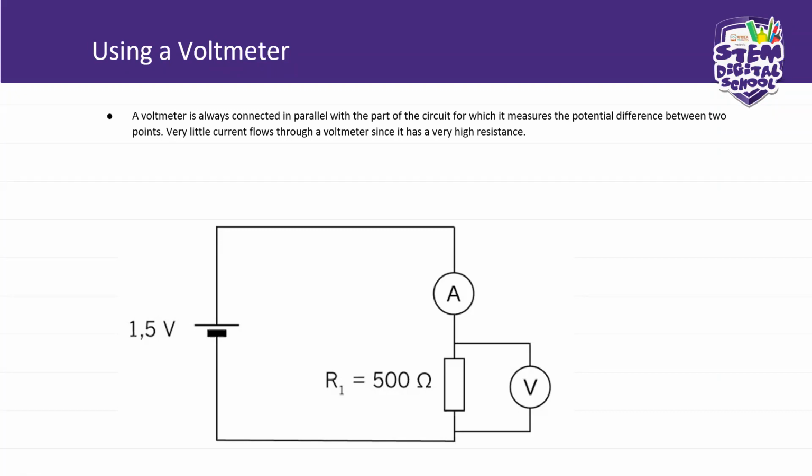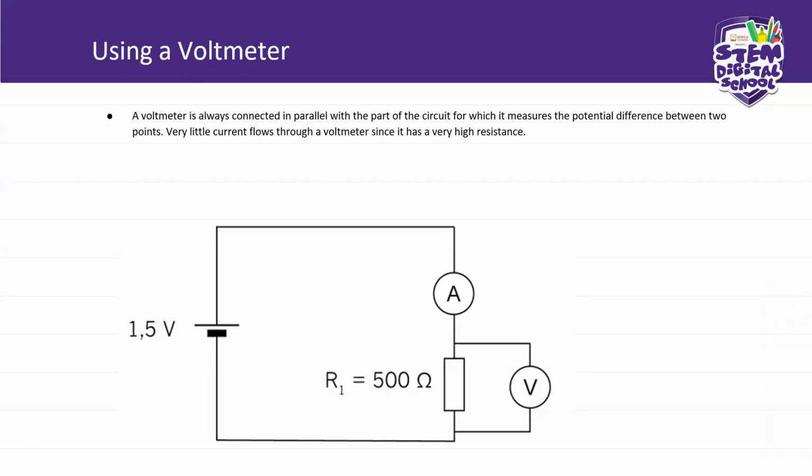Why do we connect an ammeter in series in a circuit? The answer is, we connect the ammeter in series because it doesn't have a lot of resistance. It offers very little resistance in the circuit. So its reading of the current is reliable.